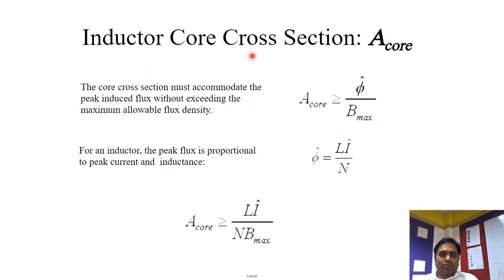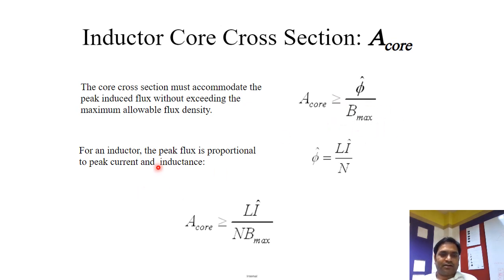So for the inductor core cross section area, A core, how will it be selected and how will we find it out for inductor design? The core cross section must accommodate the peak induced flux without exceeding the maximum allowable flux density. So the core cross section area must be greater than or equal to whatever flux is going to pass through, divided by B max, the flux density.